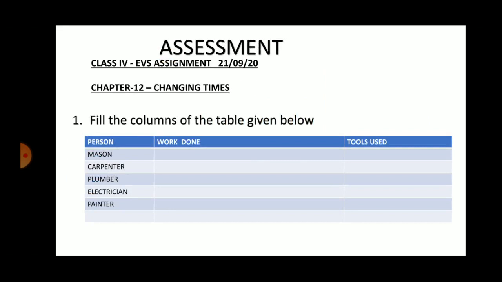Today you try to answer this question. Fill in the columns of the table given below. You have to write the work done and tools used by a mason, carpenter, plumber, electrician and painter. Answer the question and write down the answers in your notebook and learn the answers with the spellings.